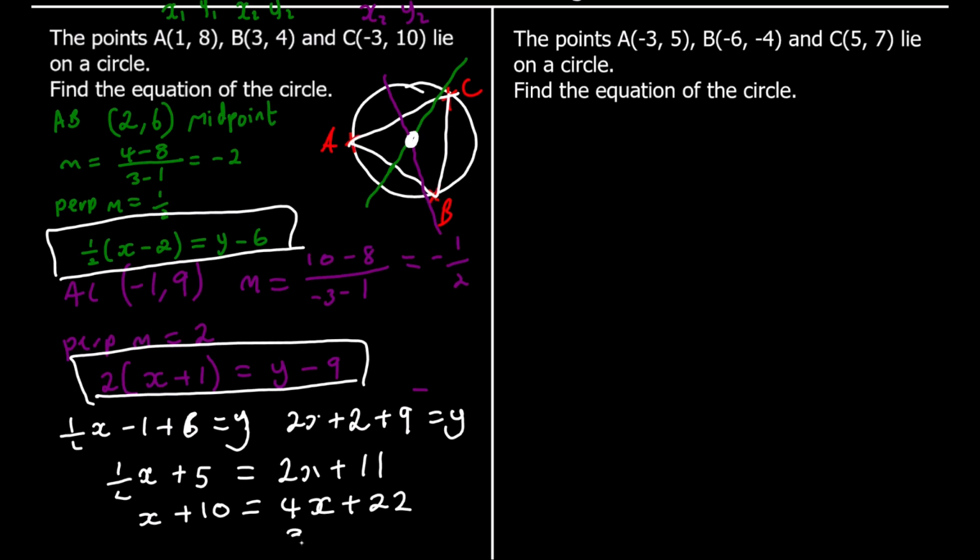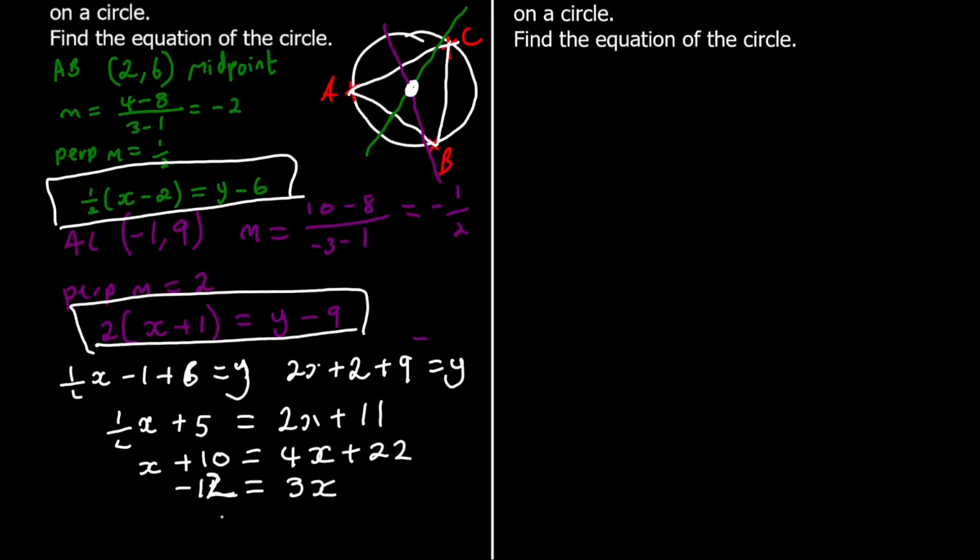Take away x from both sides. Take away 22 from both sides. x is negative 4. When x is negative 4, what is y? Let's use this one. So 2 negative 4s are negative 8, plus 11 is 3. So y is 3.